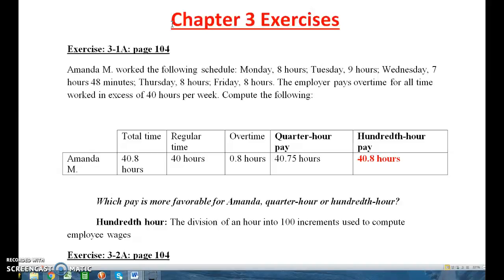For 40.75, remember it's quarter hour, every 15 minutes. If the payroll program was the 100th hour, she would be paid the 40.8 hours. Which pay is more favorable for Amanda? It is the 100th hour because it's more exact. Remember, the 100th hour is the division of the hour into 100 increments used to compute the employee wages.